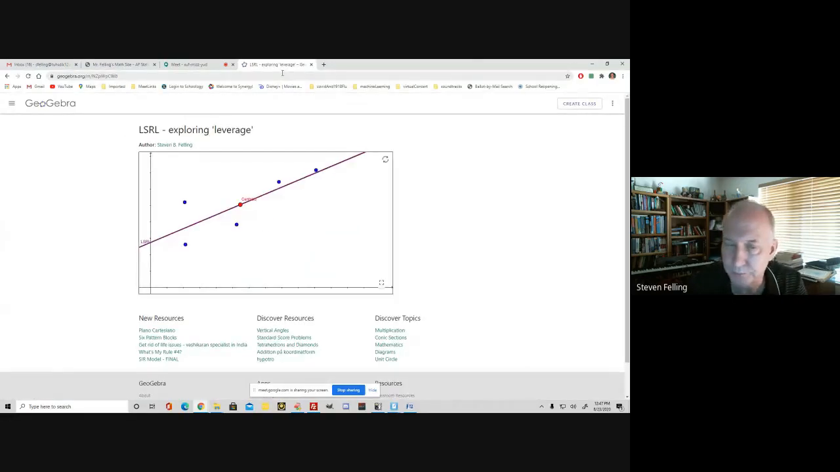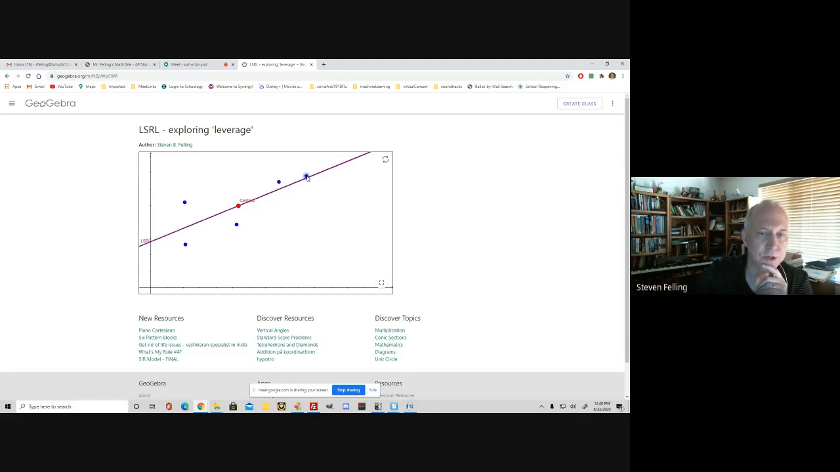Yes, okay, good. All right, so let's say that I have some data points here, okay? And I have the centroid of the data right there. And the LSRL is going through that, kind of going through the data, averaging the residuals. Okay, what would happen if I moved a data point around? Let's take this data point out here.